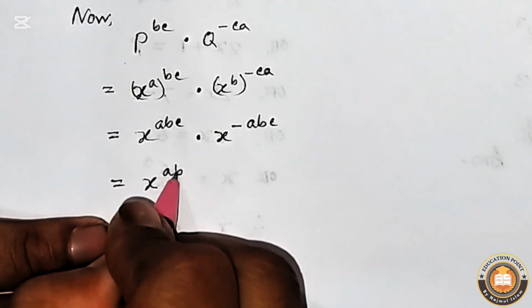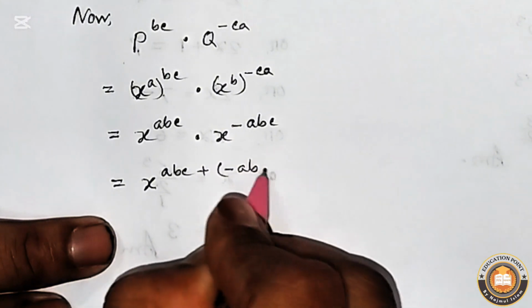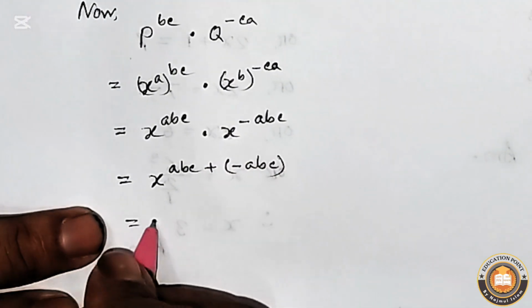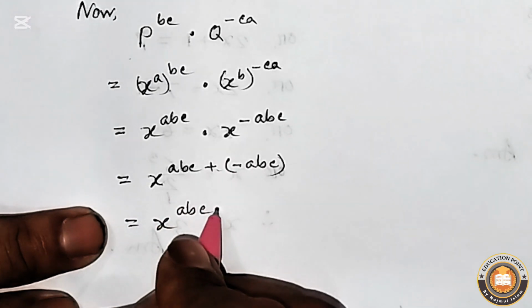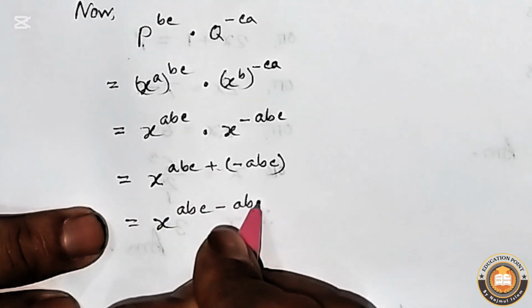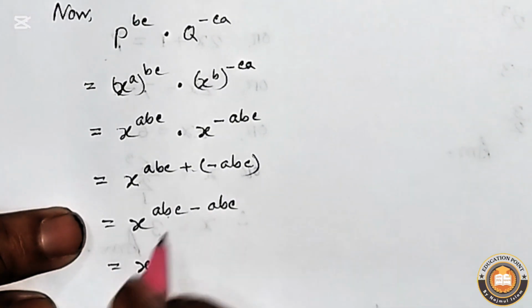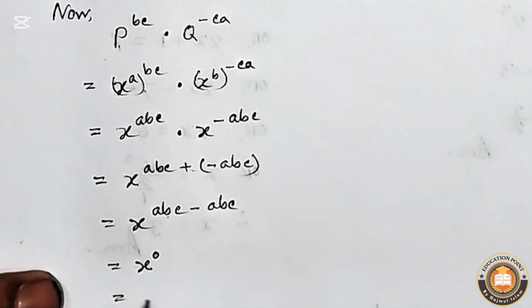That means abc plus minus abc, equal x to the power abc plus minus abc, equal x to the power, their subtracted value is 0. So x to the power 0 we can write 1.